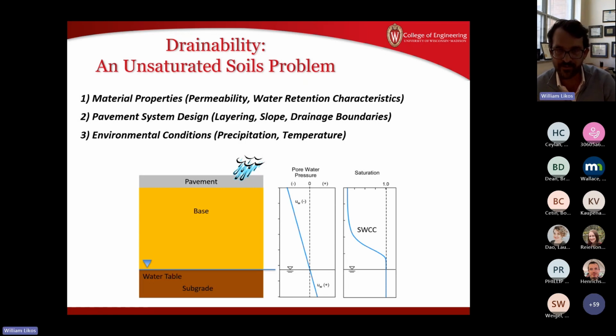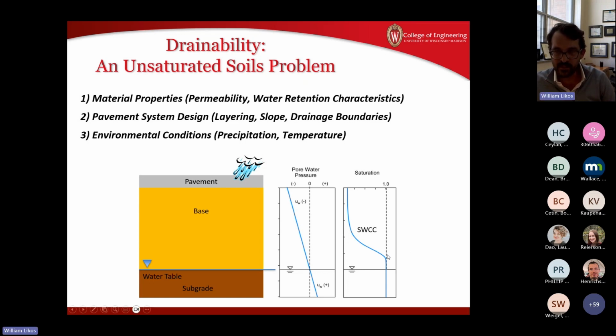The other curve on the far right, we call the soil water characteristic curve, or SWCC, and that is quantifying the amount of water in terms of degree of saturation that is retained by that material under hydrostatic equilibrium conditions. And so you can see down near the water table, that material, depending on grain size, can still be saturated up to some finite distance above the water table.